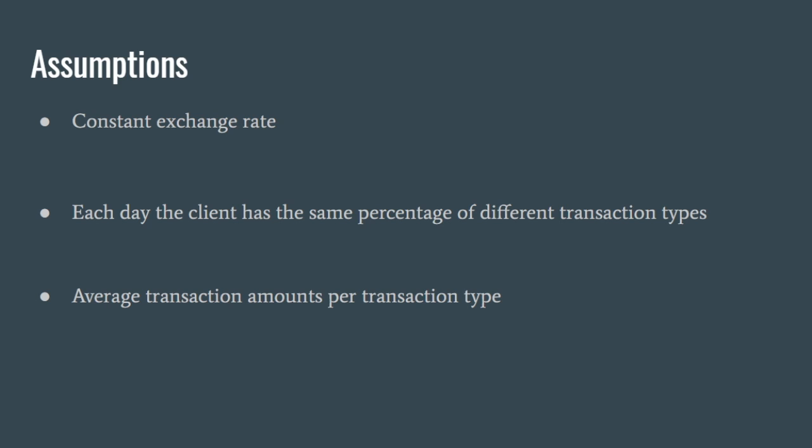Second, we decided to assume that each day the client had the same percentage of different transaction types. For example, customer 17 will have the same percentage of euro to dollar transactions on day 1 as they do on day 3. Lastly, we decided to use the average transaction amount per transaction type as a transaction size.